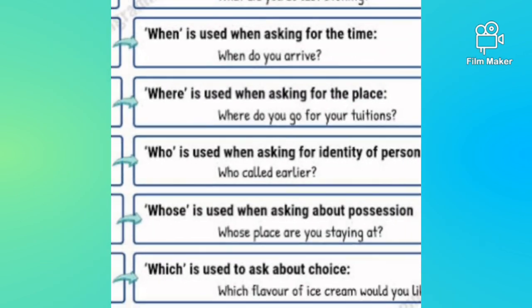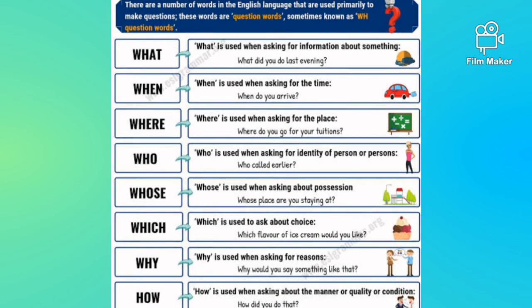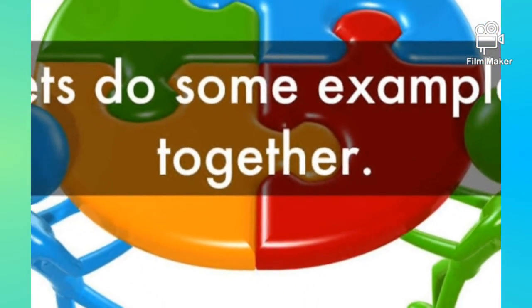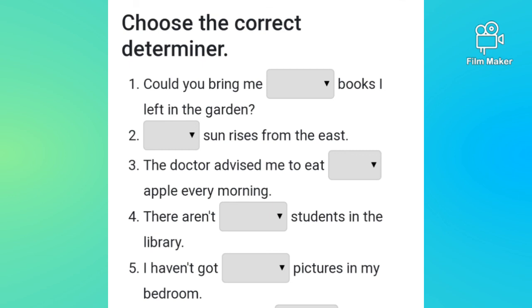The meaning is also given in the picture. What is used when asking for information about something, when is used when asking for the time, where is used when asking for the place, who is used when asking for the identity of a person, whose is used when asking about possession, which is used to ask about choice, why is used when asking for reasons, and how is used when asking about the manner, quality or condition. Now let's do some practice.